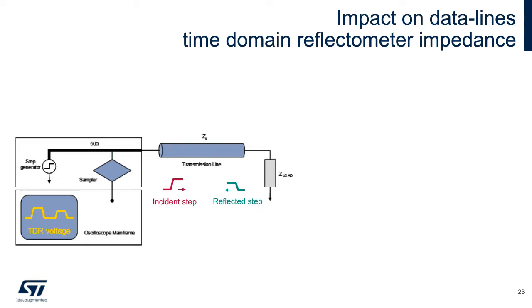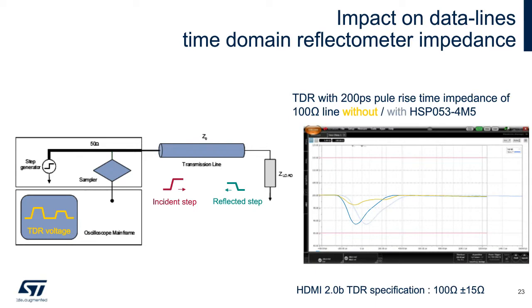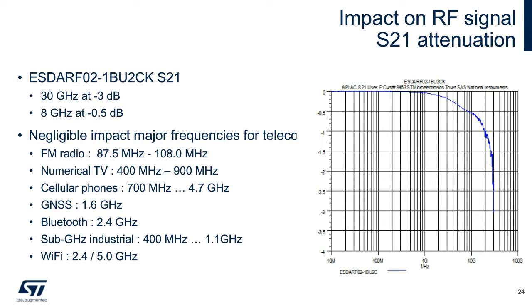It is also reported on datasheet of ESD protection for high-speed buses according to the standard constraints. As example, a line with and without HSP 053.4M5 is characterized according to HDMI 2.0b TDR specification. For analog signal, S21 parameter in dB is also reported on datasheet. It corresponds to signal attenuation due to the protection. As example, SDA RF02 1BU2CK can be used to protect antennas. It has a negligible impact on major frequencies used for wireless telecommunications.